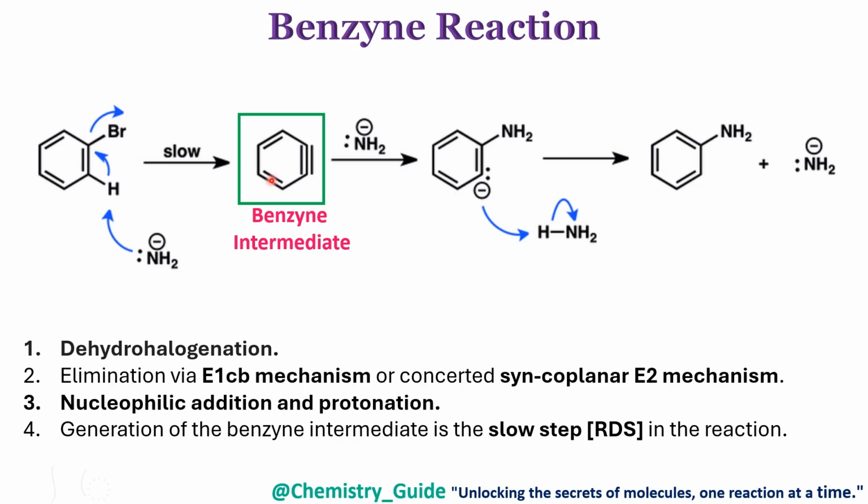In this case, the formation of the benzyne intermediate is the rate determining step. Usually it is slow, so it is the rate determining step.